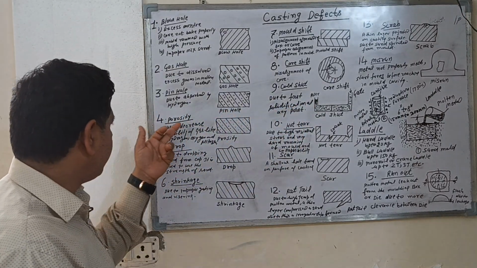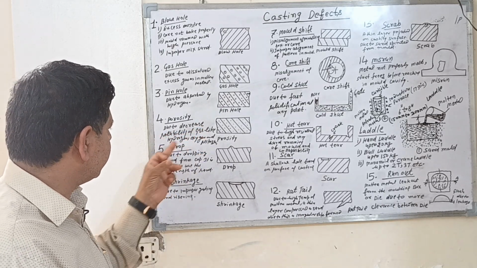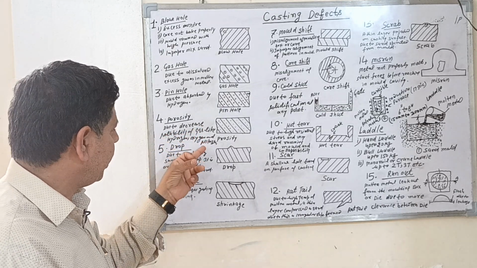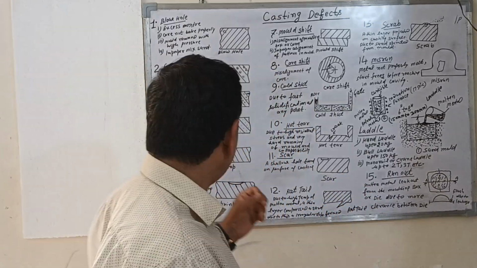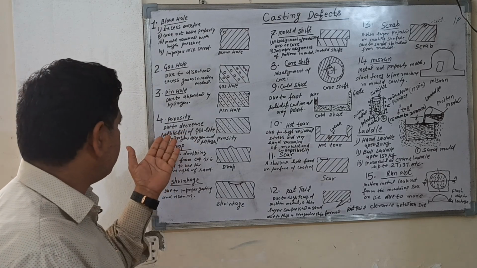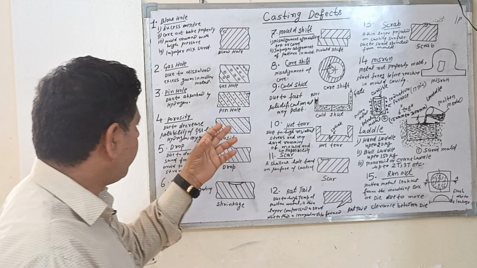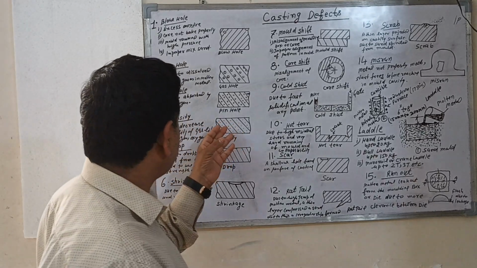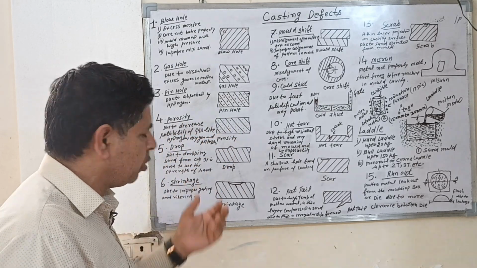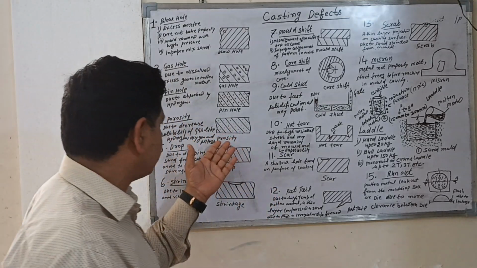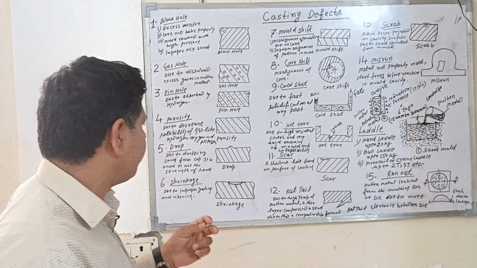Number four is porosity. Due to decreasing solubility of gases like hydrogen, oxygen and nitrogen, porosity is formed. This type of defect is created in a casting. This type of porosity you cannot see with the naked eye; you can see it under a microscope. This type of porosity is uniformly distributed over the casting surface area.